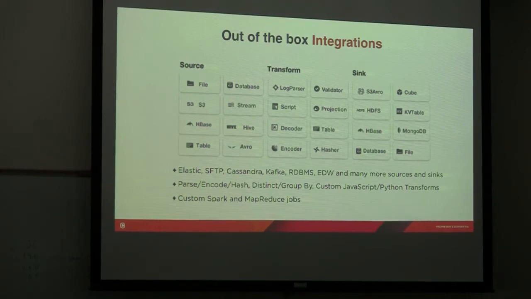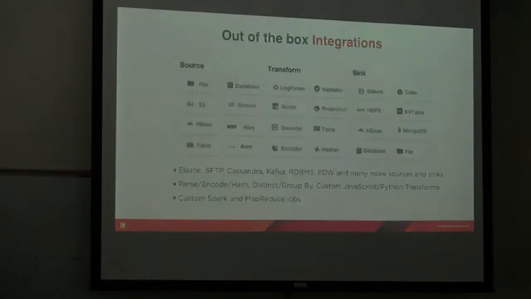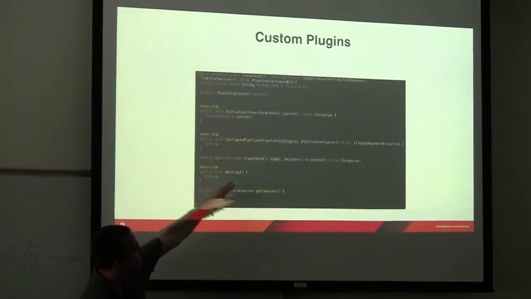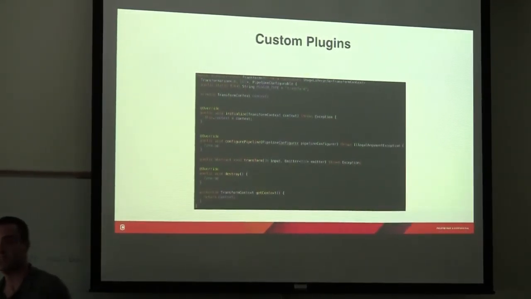So there's a bunch of different stuff that Hydrator includes today, like most of the NoSQL databases, FTP sources, relational databases, data warehouses, clouds like Azure and Amazon. All the common transformations you'd expect, like parsing JSON and CSV and XML, doing encoding, hashing, masking. We also support aggregations, so doing group bys and distinct and things like that. Custom transformations and custom Spark jobs. This is essentially what the transform API looks like. Transform, input, and output emitter. Really, really simple API.